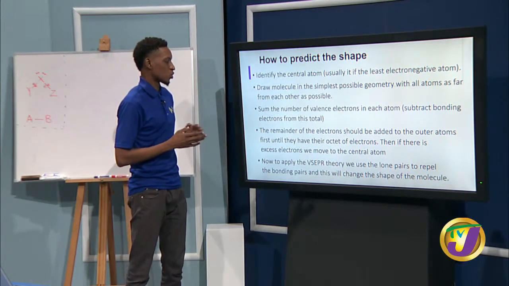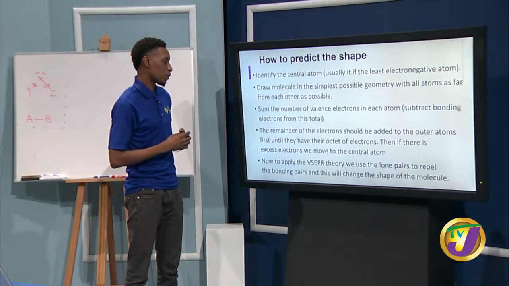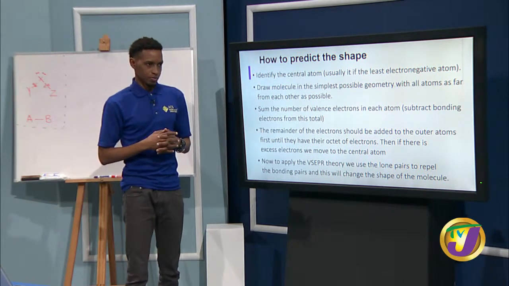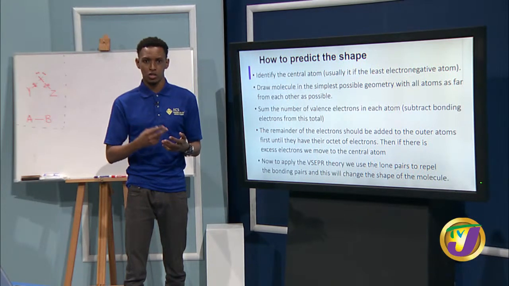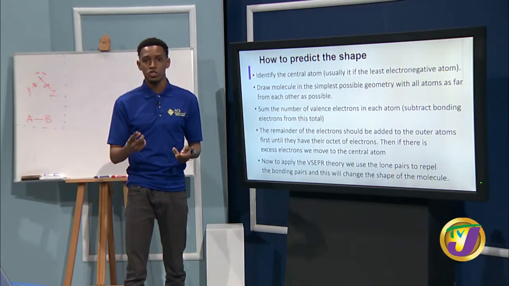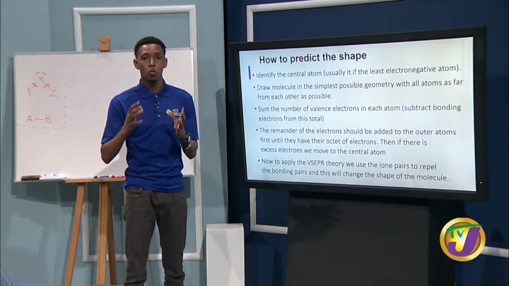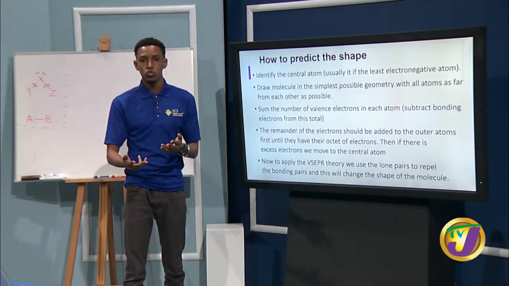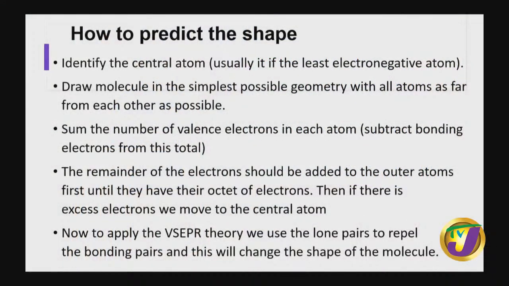Now, the next step says we should sum the number of valence electrons in each atom and subtract the bonding electrons from this total. So, for instance, you have water. Water has 2 hydrogens and an oxygen. Oxygen has 6 valence electrons, hydrogen has 1, but there are 2 hydrogens, so that's 2 plus 6, so the total valence electron count in water is 8, the 6 from oxygen and the 2 from the hydrogens. So we sum the total valence electrons, and then when we get that total, we should subtract the number of bonding electrons from that total.